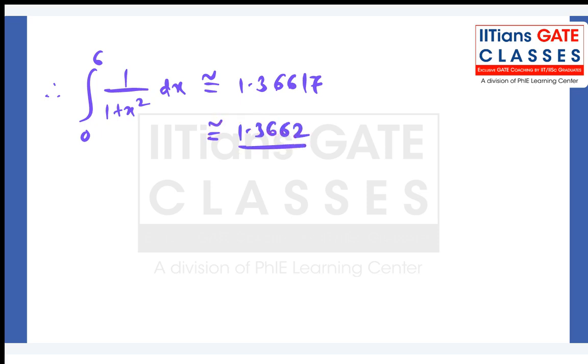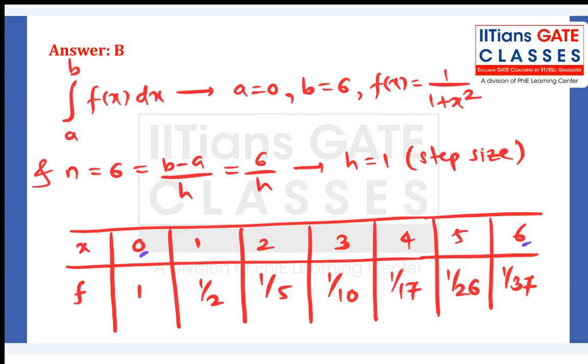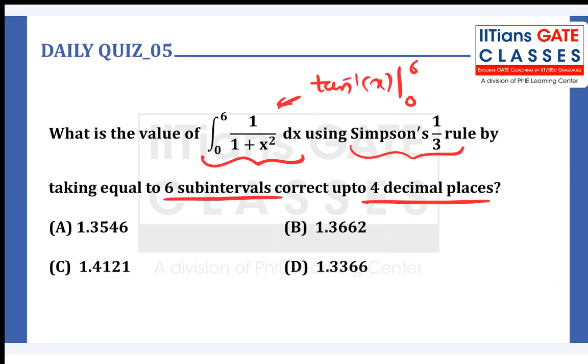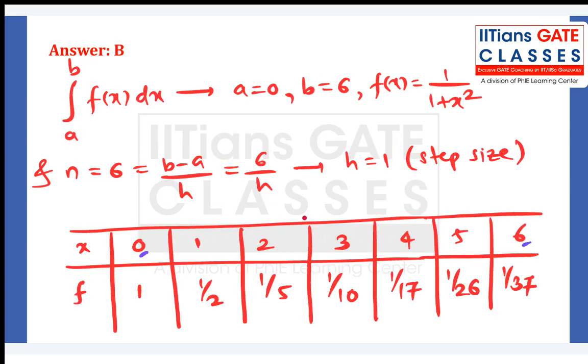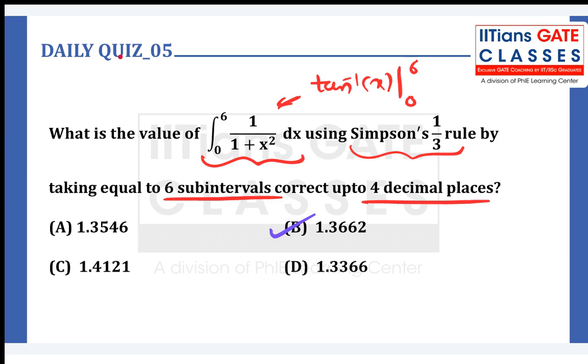So if you look at the options, 1.3662, option B is the correct one. Yeah, that is correct as per your answer key also. These options were quite close, so you're supposed to carefully do the calculations, don't commit any mistake, otherwise you'll end up with some other option.